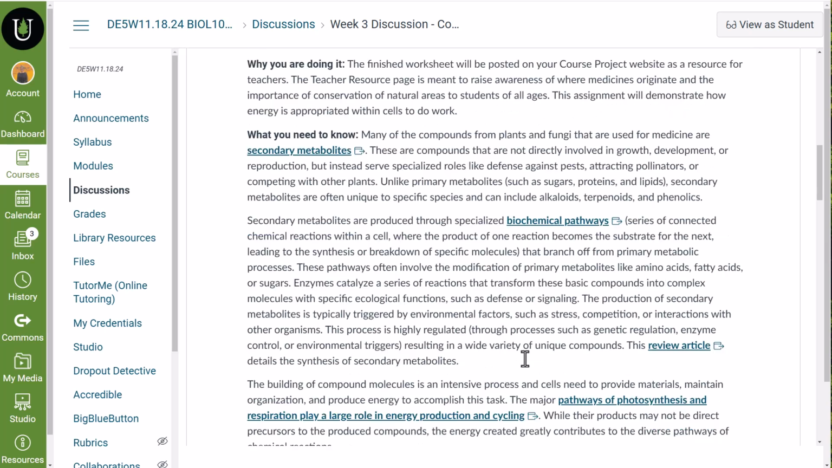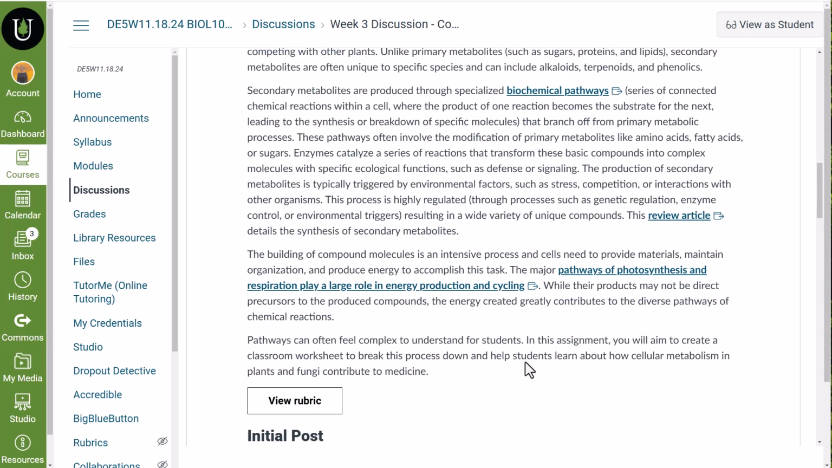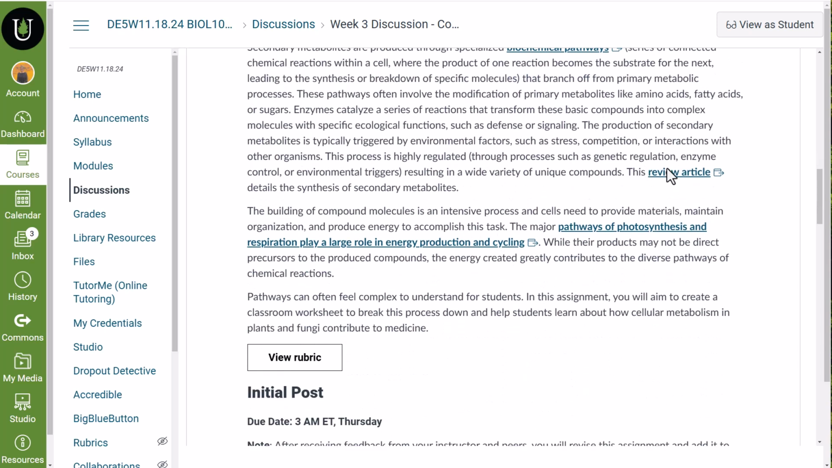There's a lot of these different kinds of secondary compounds that we find for defense mechanisms in organisms like plants and fungi. What you're going to be doing is creating a worksheet that teaches students about these secondary metabolites, but then also brings in some of that primary information they would need to understand what these secondary metabolites are all about. Read through the directions here, and then remember to view the rubric.